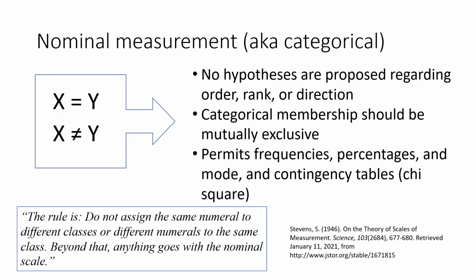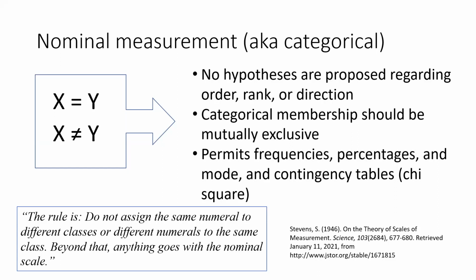If you know what category it's in, it doesn't tell you anything about value, rank, weight, anything like that. The only statistics that you can run or use with categorical memberships are frequencies. You can count how many cases fall into a given category. Percentages, you can translate the frequencies into percentages.